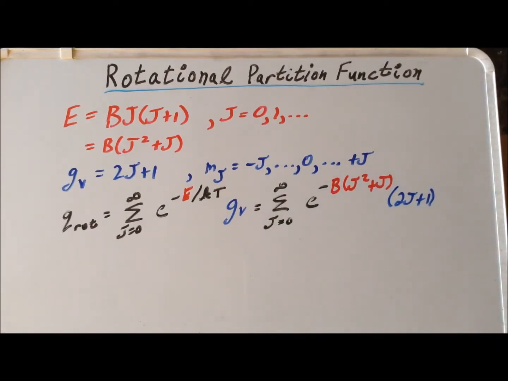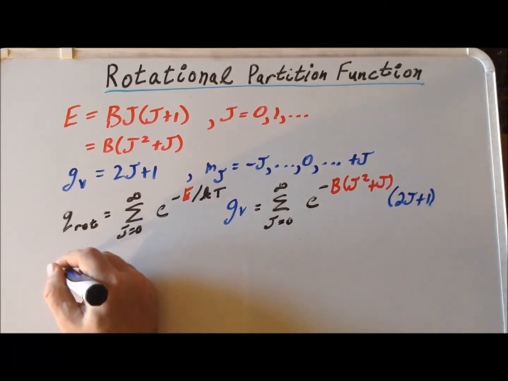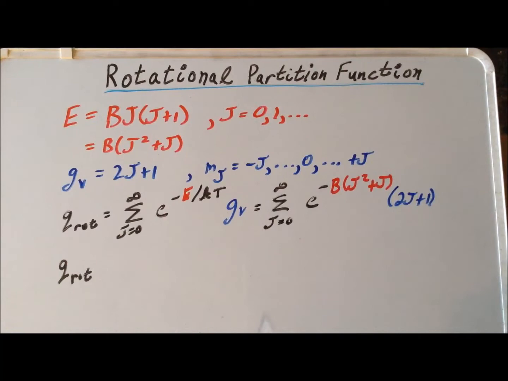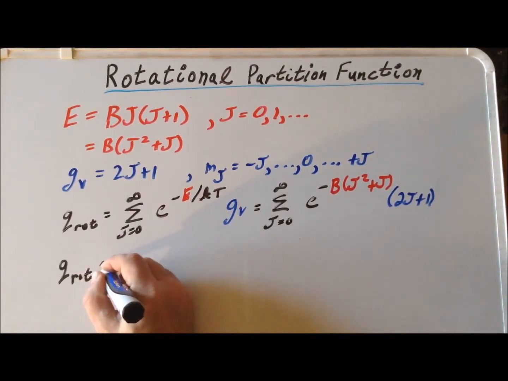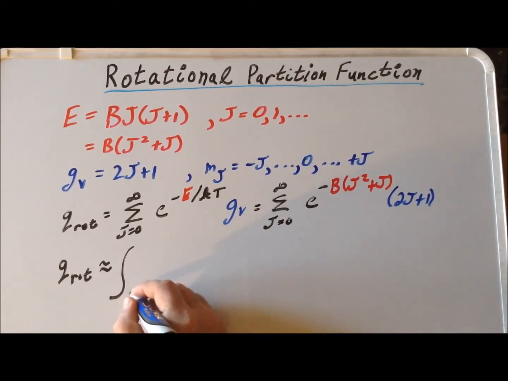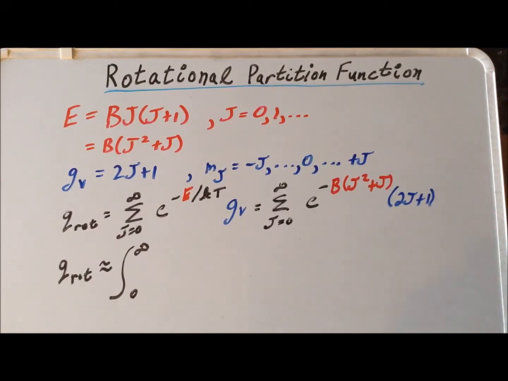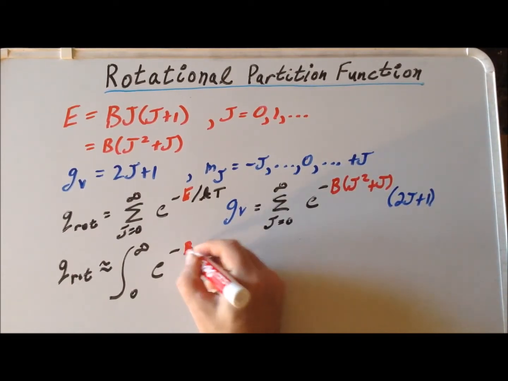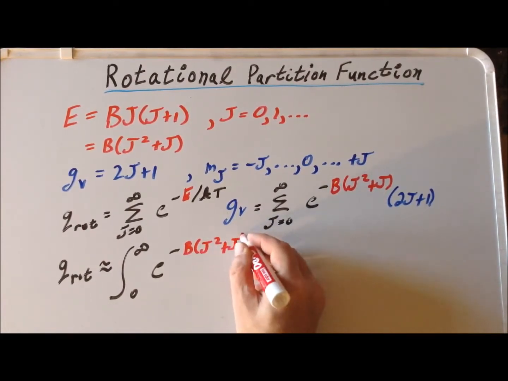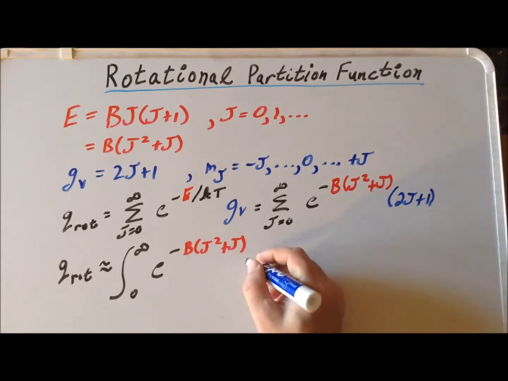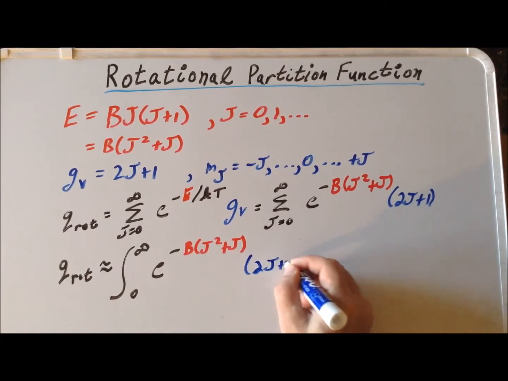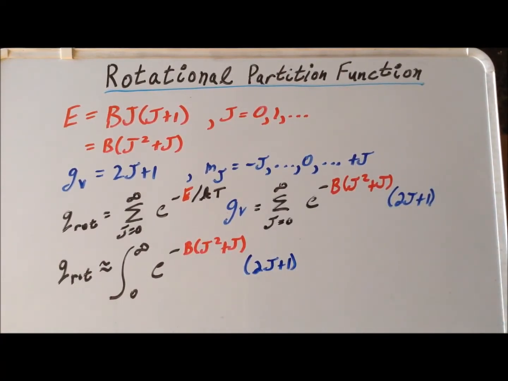Rather than calculate this expression explicitly, we are going to approximate it. And we are going to approximate this sum as an integral. The integral that we're going to approximate it as is the integral from 0 to infinity, so we have the same limits as we had for the sum. Now we have e to the minus the energy levels, B times J squared plus J, divided by kT, times the degeneracy of each state, which is 2J plus 1. And then, of course, we have dJ, which is our index for the integration. So we're taking the explicit sum and approximating it as a definite integral.